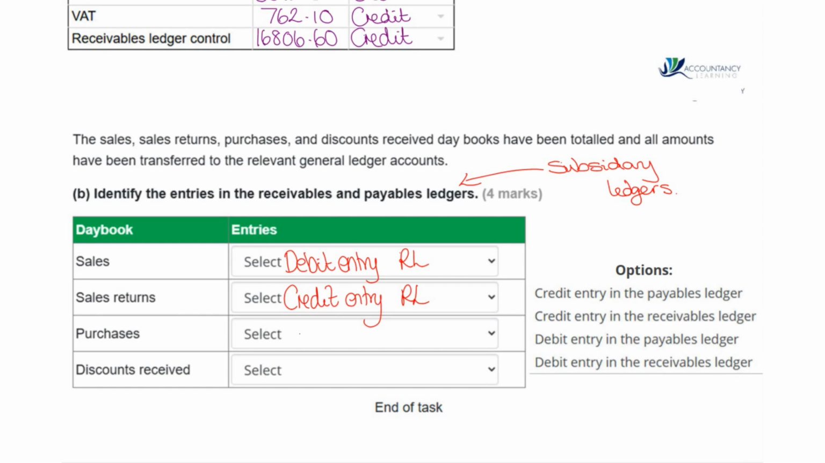Purchases. So this is going to increase our liability to pay our individual suppliers. So the payables ledger, we're going to have credit entries to the payables ledger. And the discounts received, that reduces the amount that we owe our suppliers. So that's going to be a debit. It reduces the liability, so it's a debit entry to the payables ledger. That completes task 10.